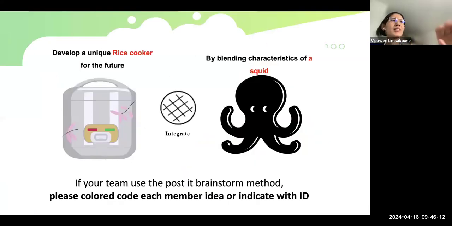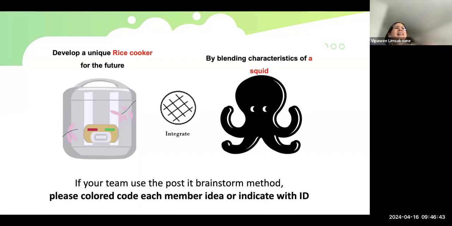Okay. Here is the question for you to practice today: develop a unique rice cooker for the future. So the main item is the rice cooker. The baseline is that it needs to be able to warm the rice and cook the rice. That's the baseline. When you design, you still need to keep this function.